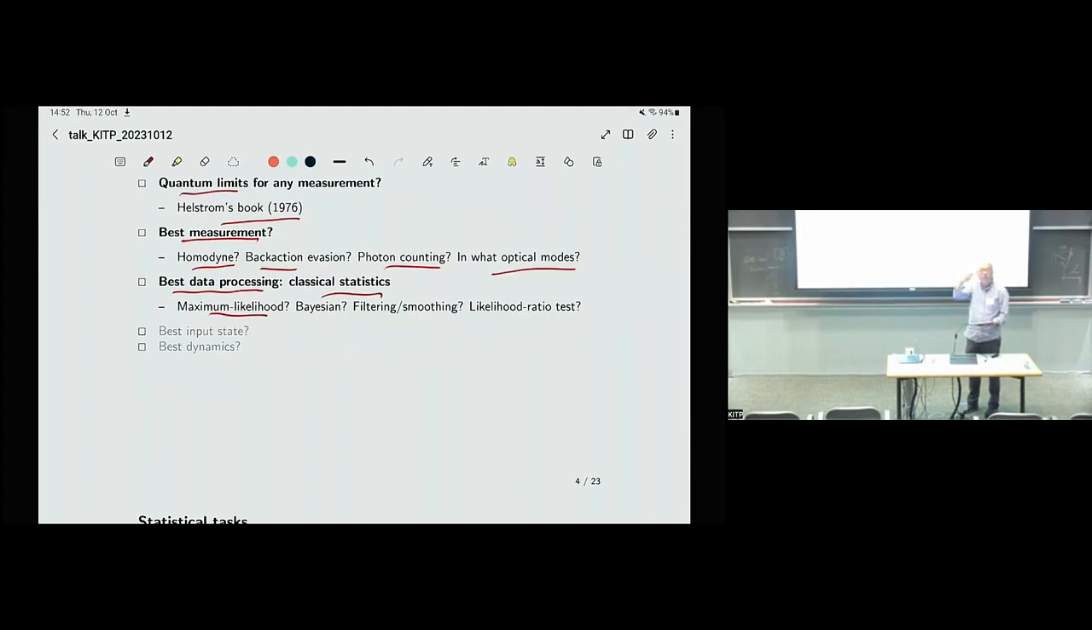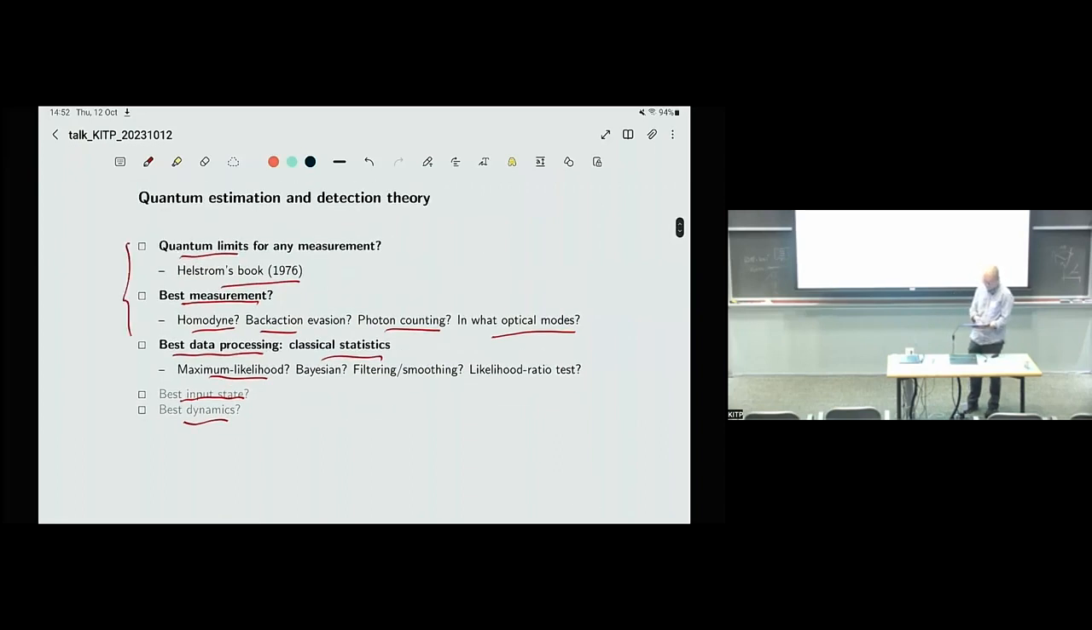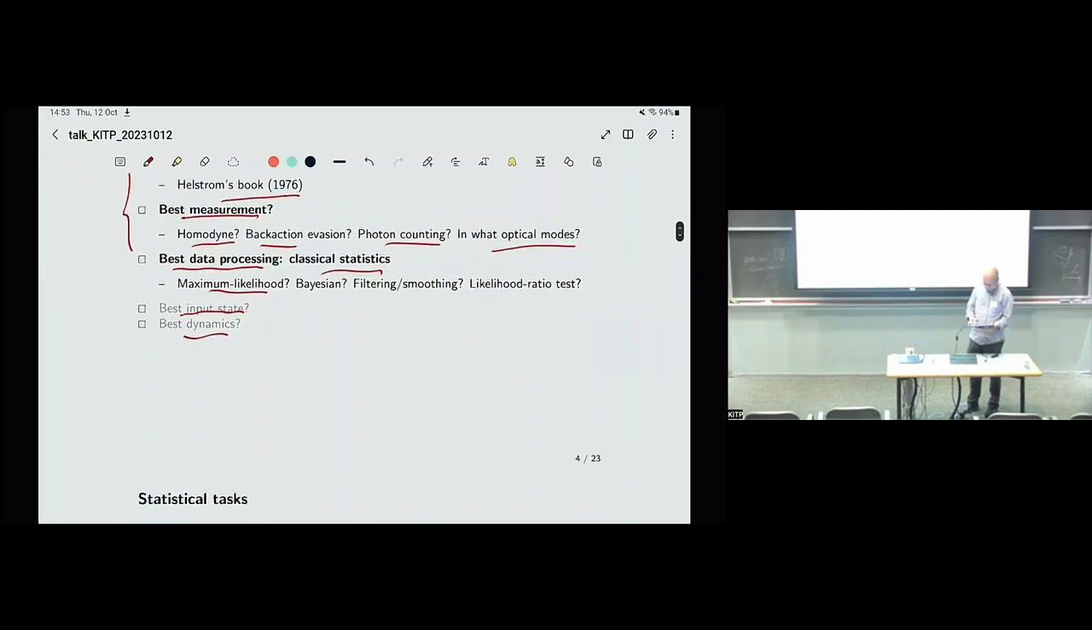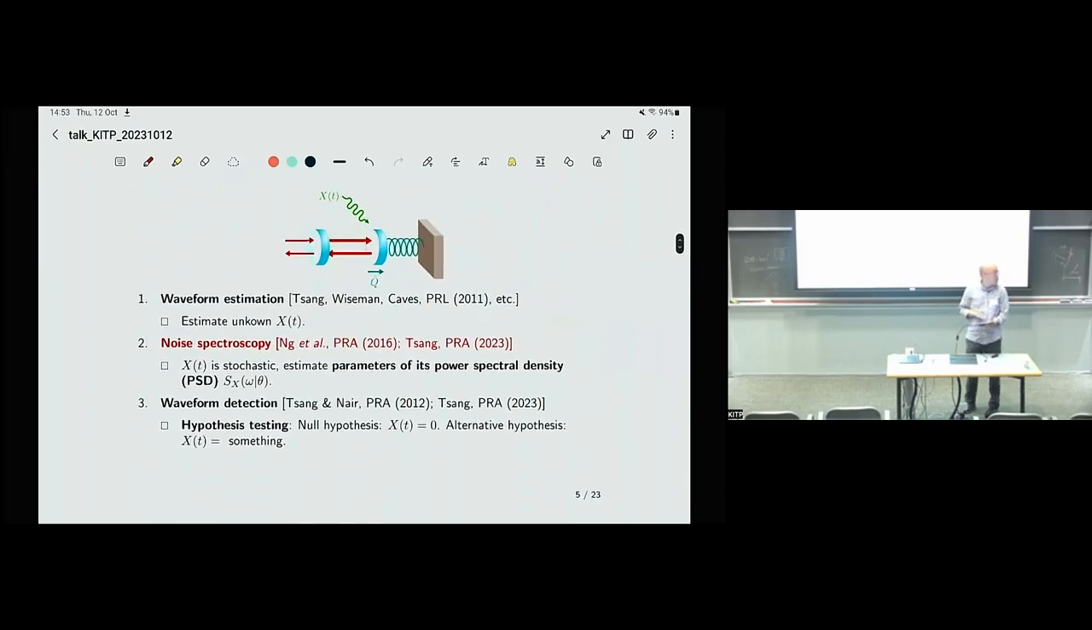So once you've solved these problems, you can also ask more ambitious questions. How do you optimize the input state? How do you optimize the dynamics? We've talked a lot about these problems in the conference, but I'm just going to focus on the first three problems. Okay, so because this is the last talk of the conference, I'll just try to minimize the technical details. Just going to talk about two specific problems.